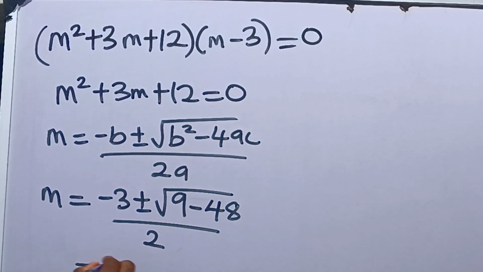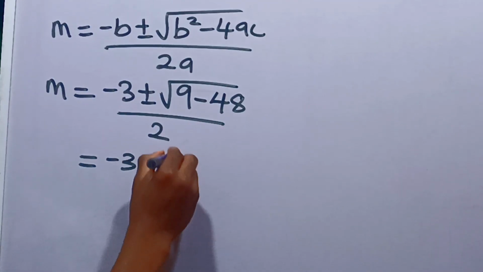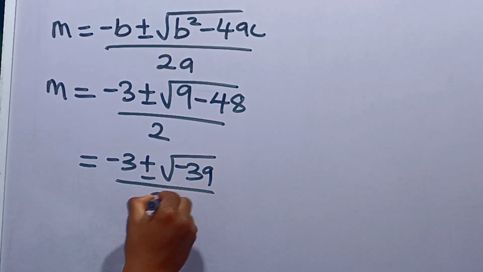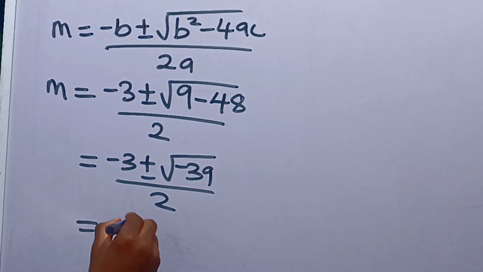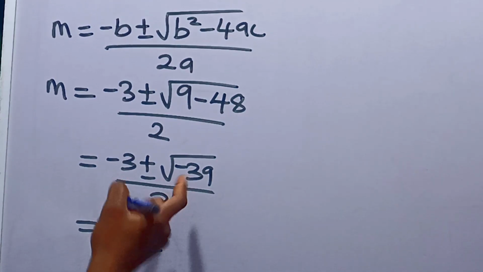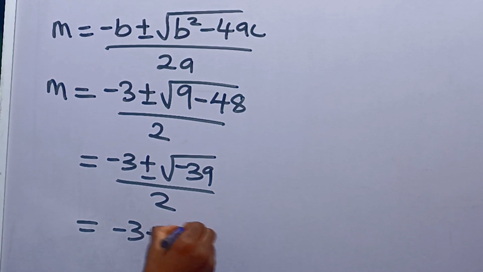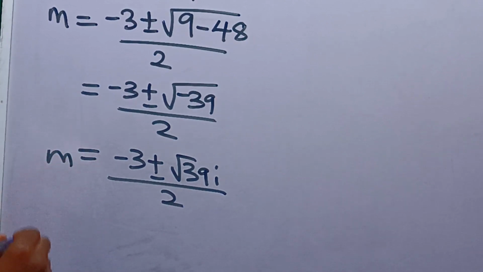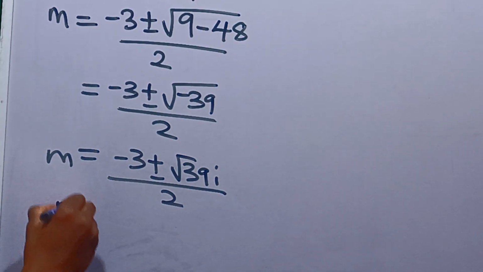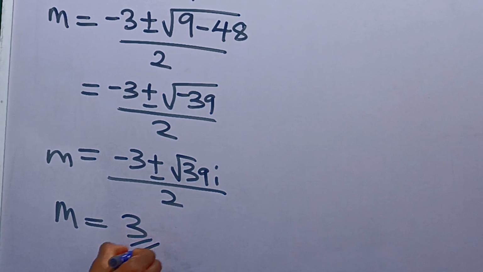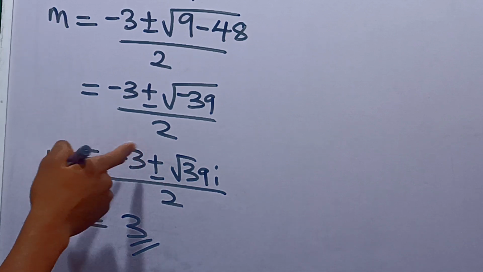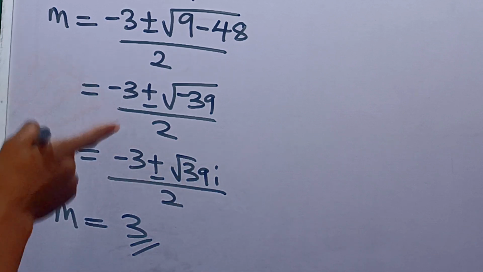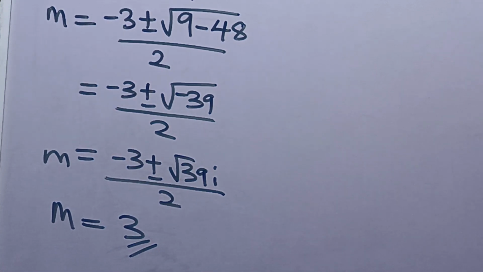This is equal to minus 3 plus or minus the root of 9 minus 48, which is negative 39, all over 2. This becomes equal to minus 3 plus or minus the root of negative 39, which is the same thing as root of 39i, all over 2. And this is equal to m. Okay, so it's either that our m is equal to 3, or m is equal to minus 3 plus root 39i over 2, or minus 3 minus root 39i over 2. And these are the answers to this question.